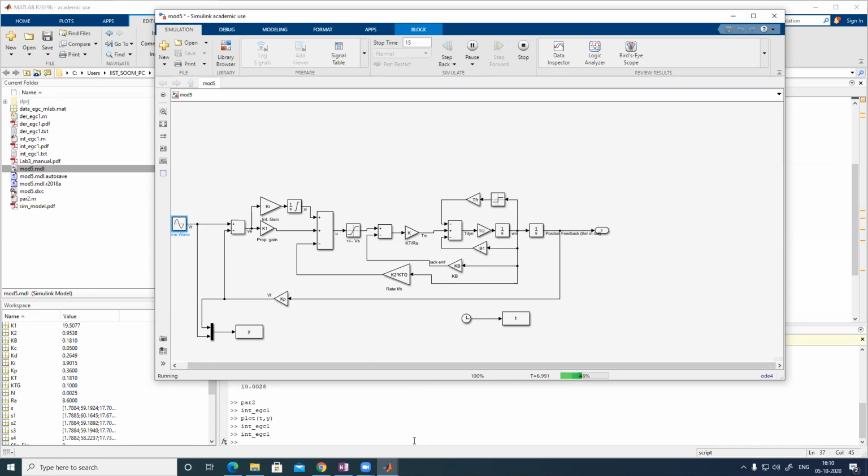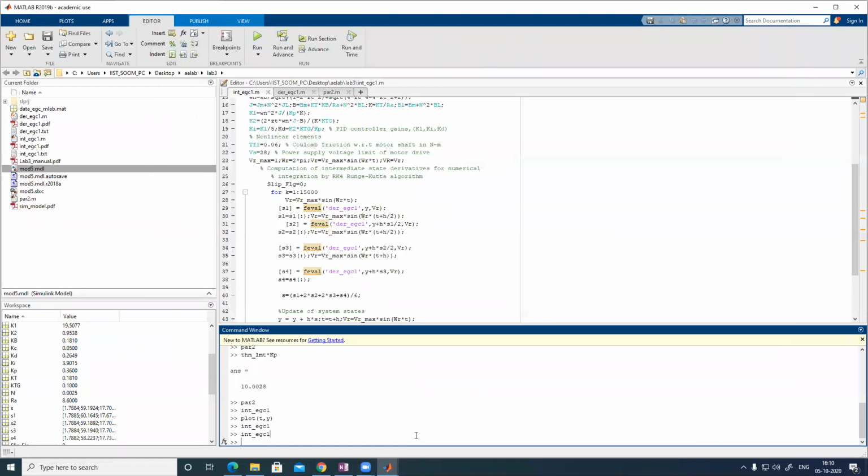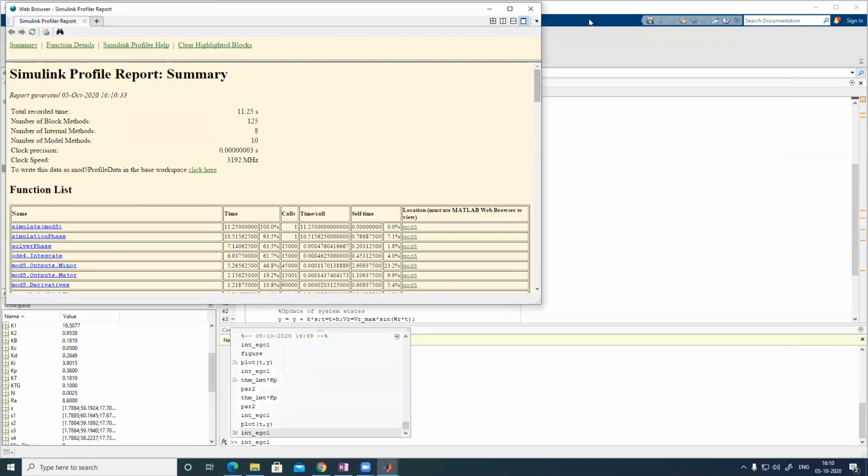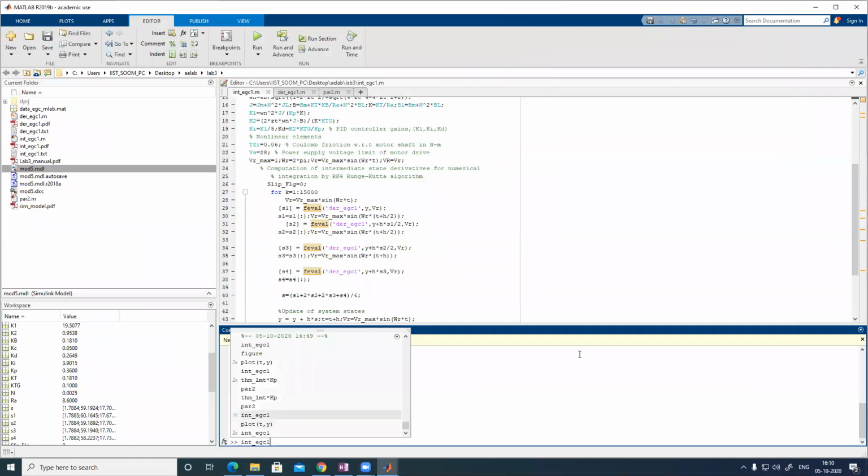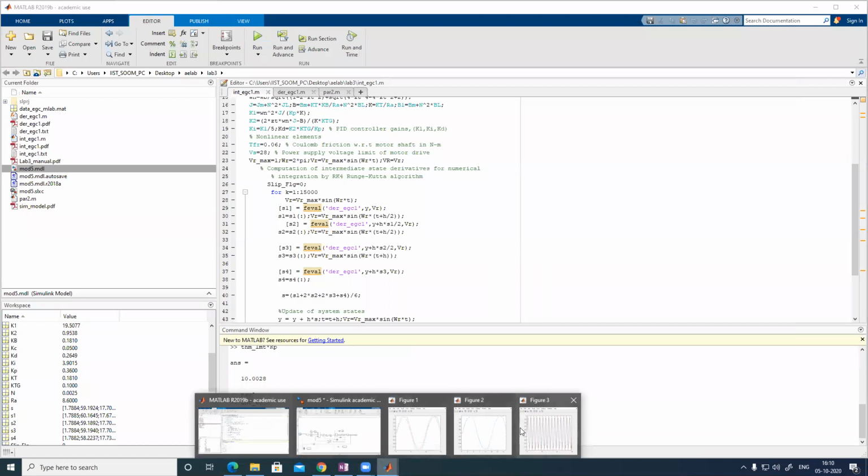So your PC is taking so much time, sir. So it is very poor. This is the IAST PC. Yeah. Oh.